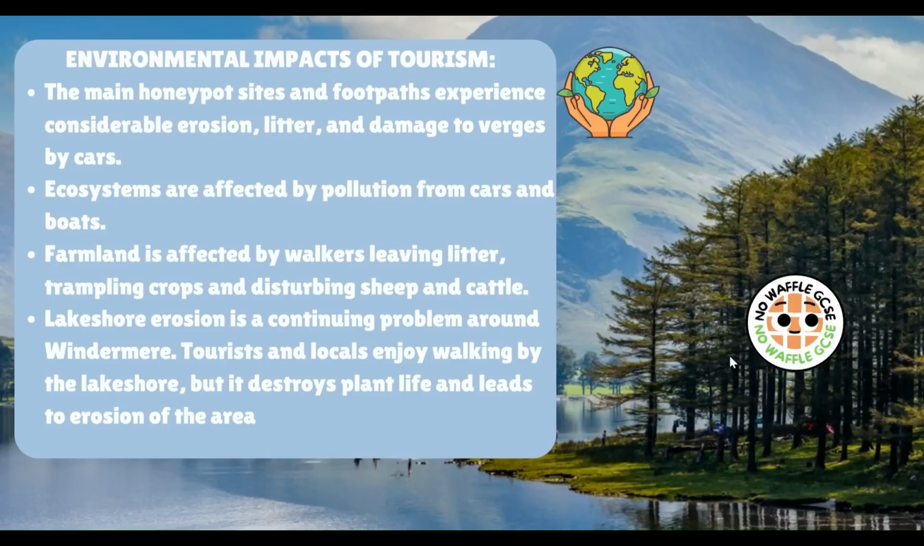Looking at the environmental impacts of tourism, the main honeypot sites and footpath experiences cause considerable erosion, and there's a lot of litter and there's a lot of damage to the verges, especially in the uphill farmland. A lot of tourists leave the gates open and therefore the sheep end up running away, and it's not good for the farmers at all. Ecosystems are affected by the pollution from the cars and the boats, and farmland, as I said, is affected by the walkers leaving the litter, trampling the crops, and disturbing the cattle.